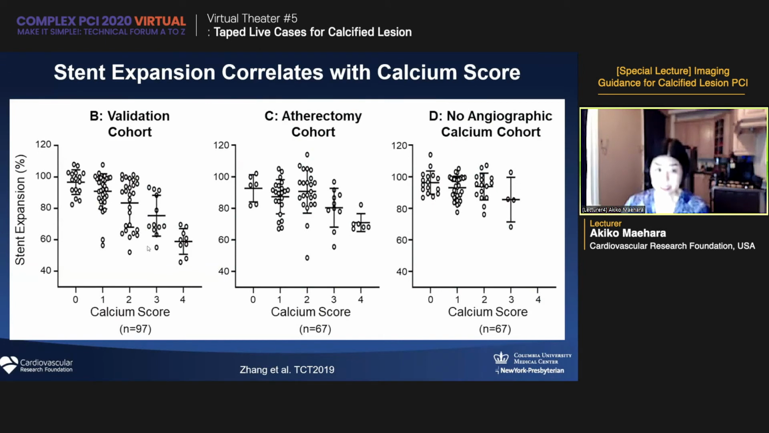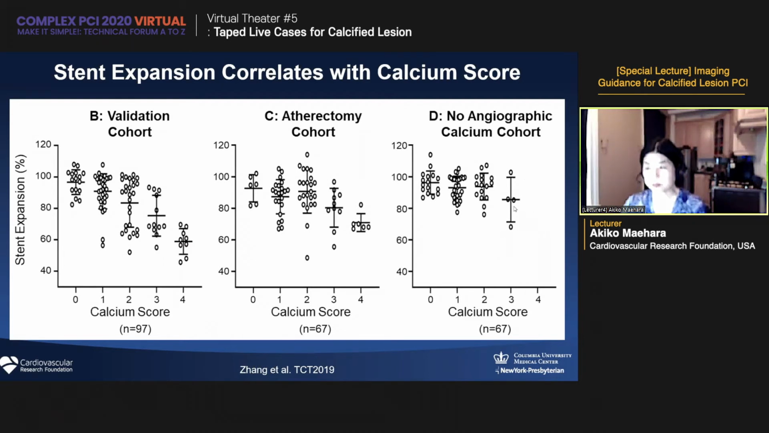So this is the data in the validation cohort using the score based on the test cohort. If you have the high score, you see the poor expansion. And we calculated this score based on the atherectomy cohort. And in the atherectomy cohort, even with the high score, now you see the good expansion. And we picked up the non-angiographic calcium cohort, and none of them had calcium score 4.